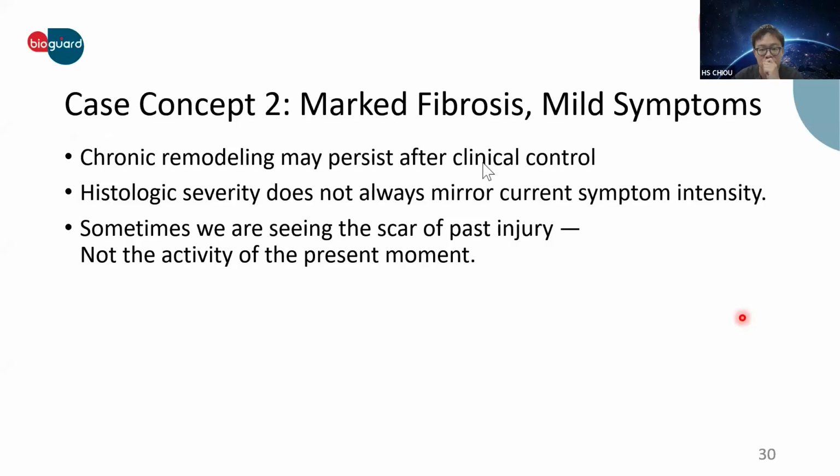In some patients, especially those with long-standing disease, fibrosis and villi swelling can persist even when the clinical signs are partially controlled. So the patient may look stable, appetite is okay, diarrhea is improved, but under the microscope, structural remodeling is still there. Because structural repair often lags behind the clinical improvement. And this helps explain something important. Histological severity doesn't always mirror current symptom intensity. Sometimes we are seeing the scar of the past injury, not the activity of the present moment.